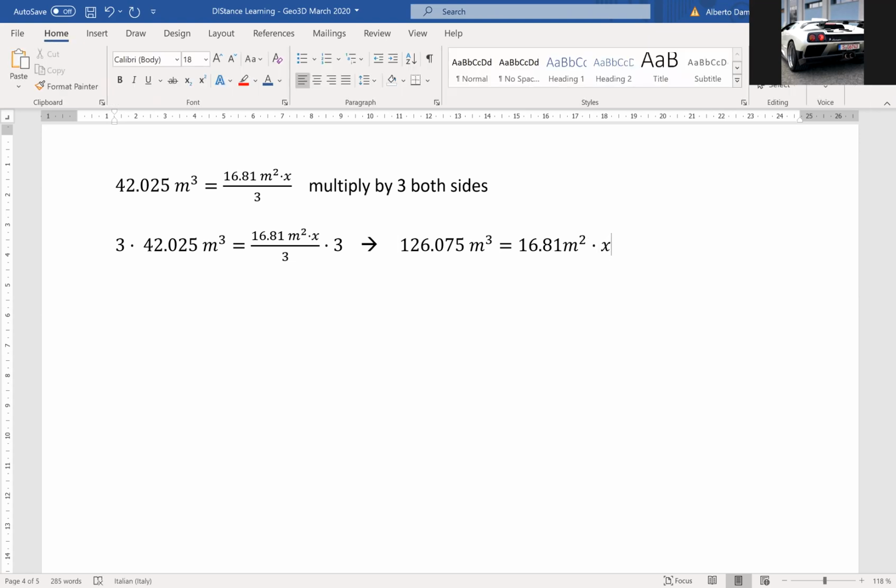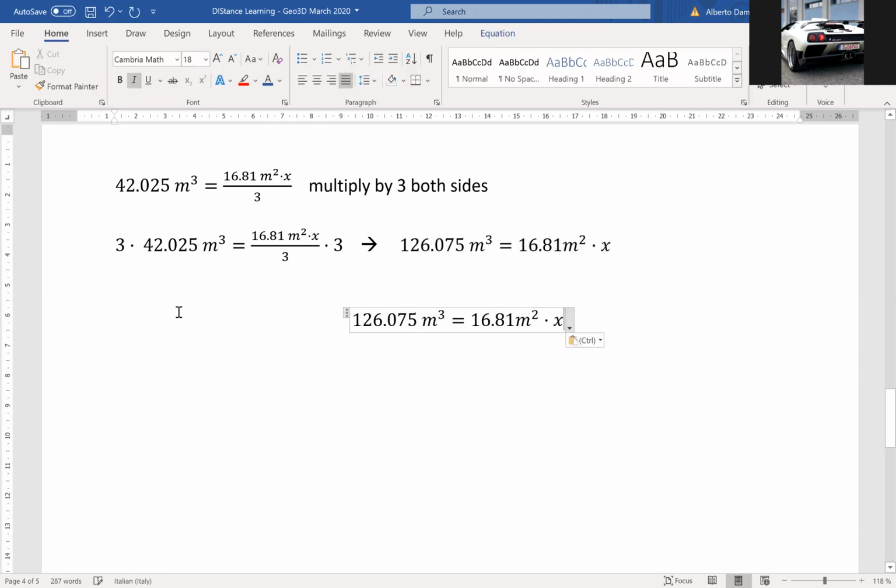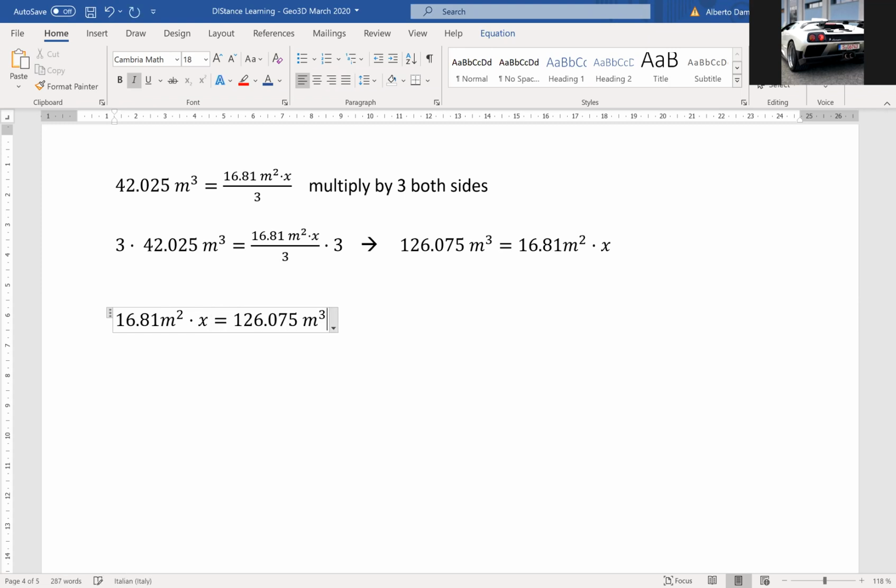Okay, so we're almost there with the equation. I think I will write it in a better way, which is simply changing the order of the two sides of the equation. So here we go. I'm just going to swap the equation and switch it left to right.